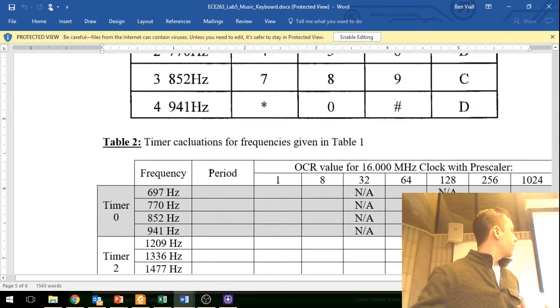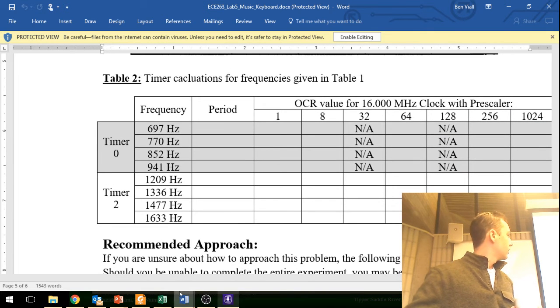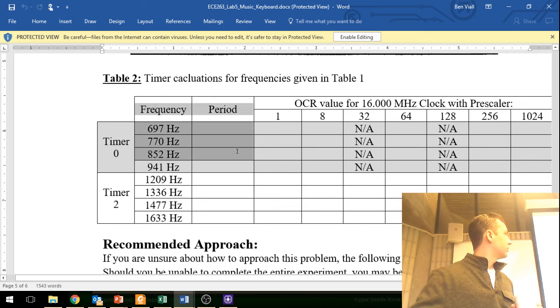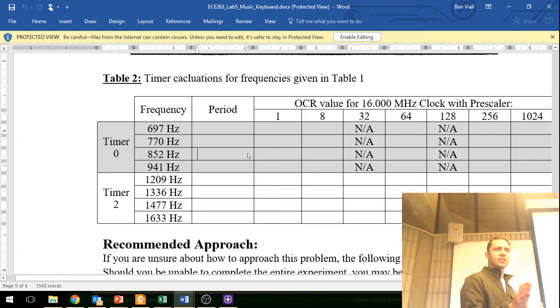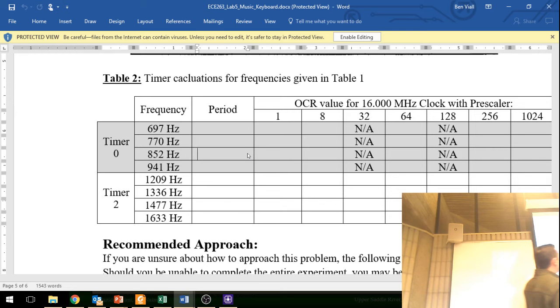Now, what I recommend you do is create a table. This is the kind of stuff that Excel is really good at. I'm glad I paused in the middle of that sentence because I was about to say, this is the stuff that Excel excels at. Which is just a little cheesy. So what I've done here is I've set up timer 0 and timer 2 and the frequencies that you might want to use. You should calculate the periods.